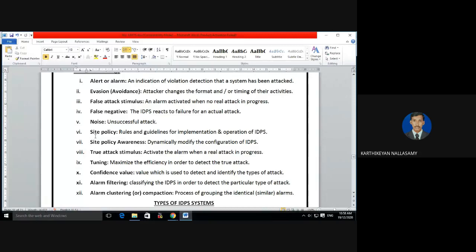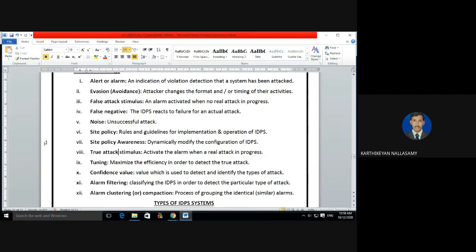Members in an organization must have clear awareness and details about these alarms, and also that the configuration of the alarms may be changed dynamically. It is also very, very important. And all those changes must be known by the authority of the IDS.